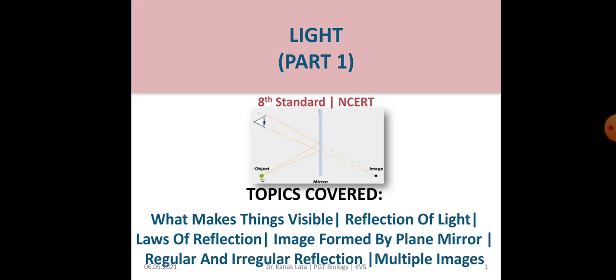In today's session, we are going to discuss what makes things visible, reflection of light, laws of reflection, image formed by plane mirror, regular and irregular reflection, and multiple images. So let us start the session.